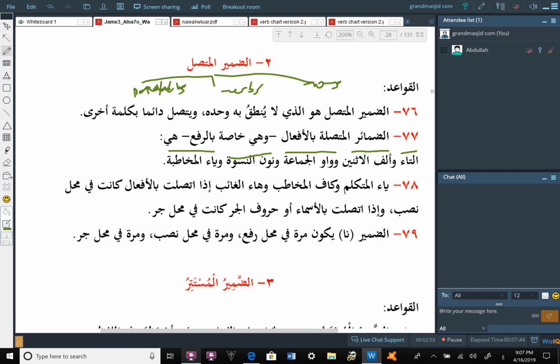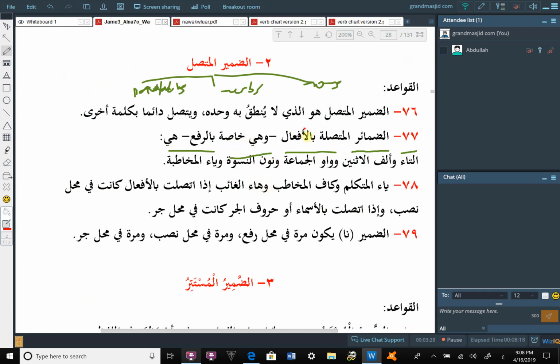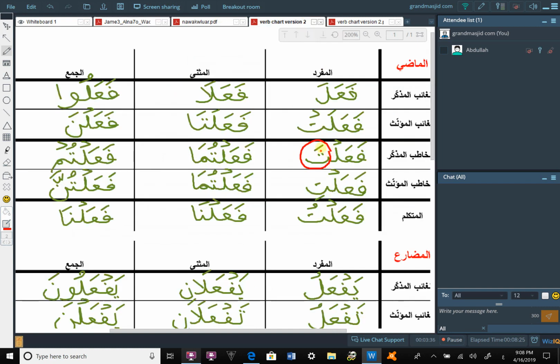Now let's look at this. What did he say? The first one was the ta. So here we have the ta. Fa'alta, you did it. This ta is you. This is connected to a past tense verb. It did not say mudari', it just said verb. And here it means the one who did it. It's the subject. Fa'alta, fa'altuma, fa'altum, fa'alti, fa'altuma, fa'altunna, fa'altu.